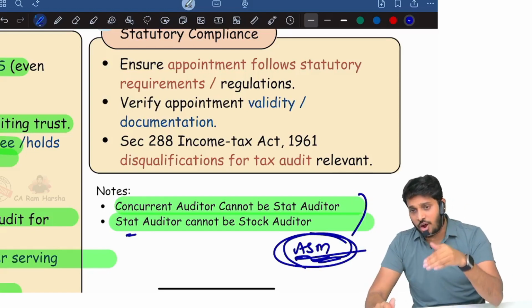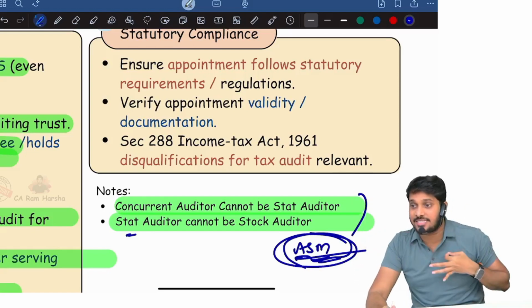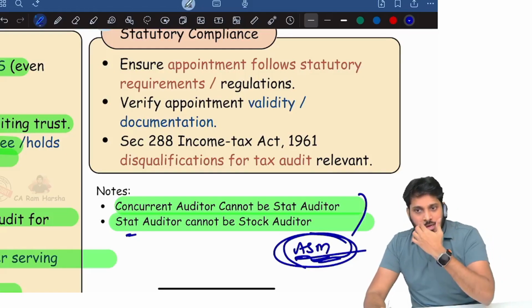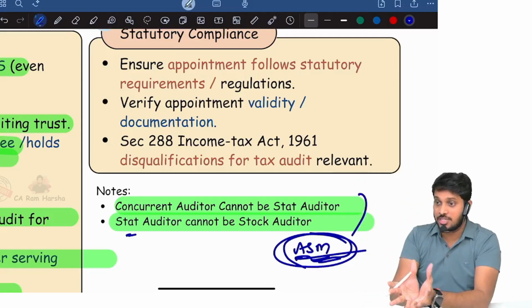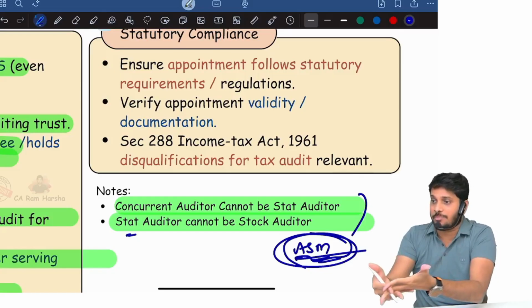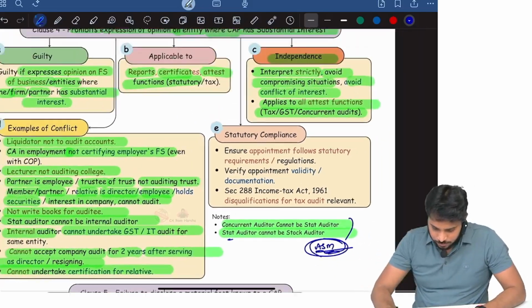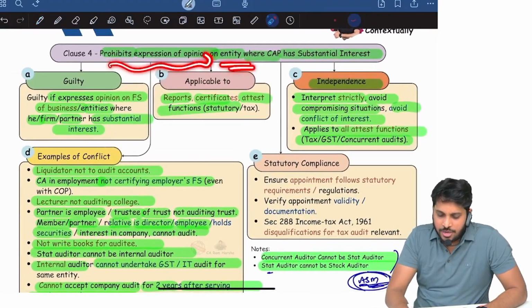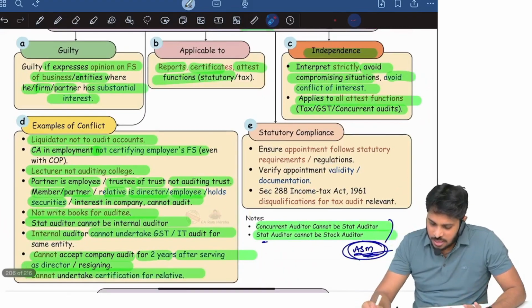Understood? So if an audit firm is providing ASM services to a bank, the same audit firm cannot act as a stat auditor for the branch. Clear? Stock audit, ASM audit, concurrent audit, these are all internal assignments of a bank. These are all internal control activities of a bank. That's it. Next. So you are prohibited to express an opinion on an entity where you have a substantial interest, various related contents, and all we have seen. Next.